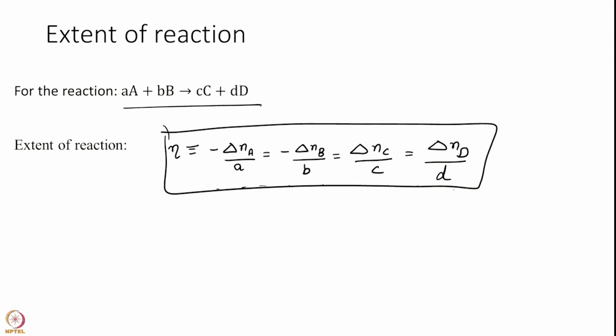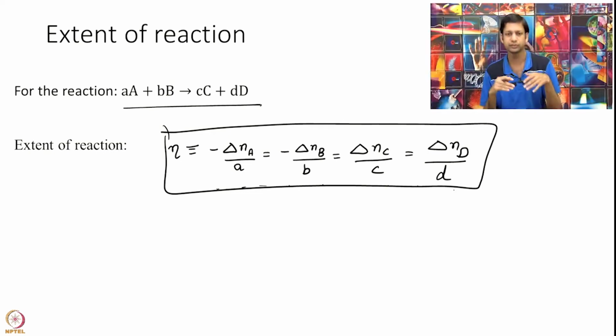This is by definition, this is by mathematics. If this is true, the whole thing we do not want to write again and again, and we call it the extent of the reaction. The idea is if delta Na equal to 0, then the extent is 0, that means nothing has happened, you are at t equal to 0. And if delta Na is A, then eta is 1.